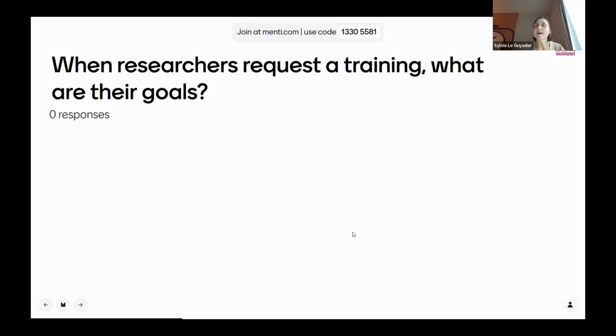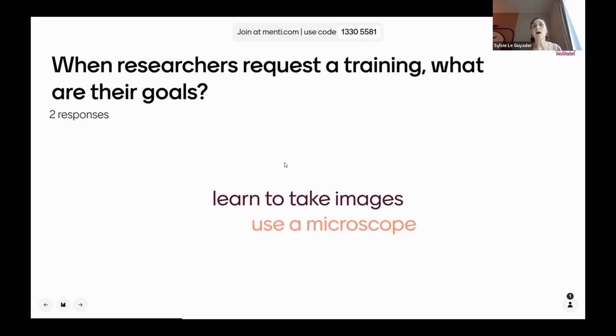So now I have a question for you. I hope that everybody has opened the Menti. Otherwise, go to menti.com on your phone and use this code. I would like you to tell me, you have 25 characters, when researchers come to you for training at your core facility, what do you think their goals are?